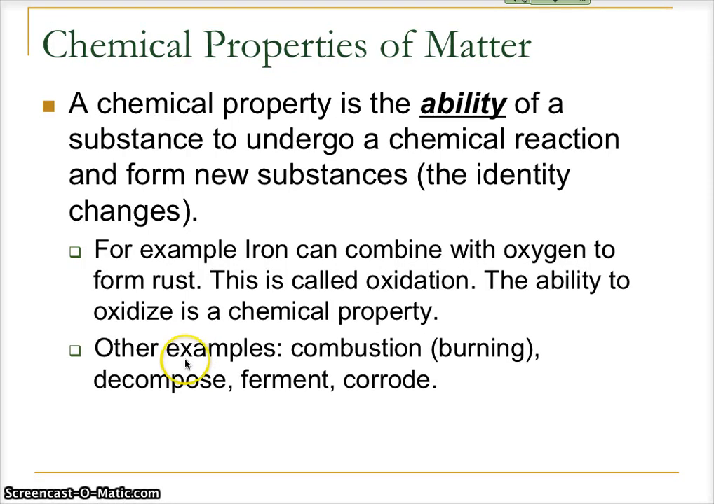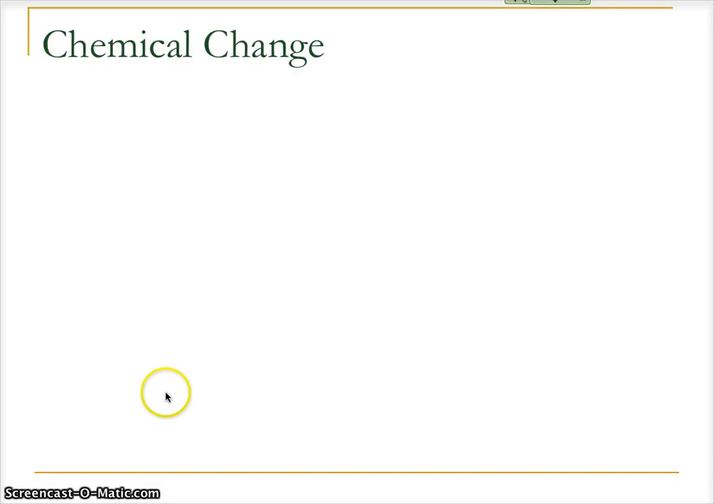Other examples of chemical properties would be combustion, the ability to combust, which is burning, the ability to decompose, the ability to ferment, the ability to corrode. These are other examples of chemical properties. In any and all of those, something new is created. One substance or compound is converted into another substance or compound. The very nature of the substance changes. Chemical changes are the same things as chemical properties. It's just those things are actually happening.